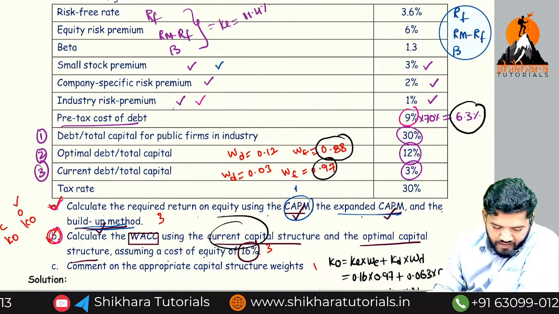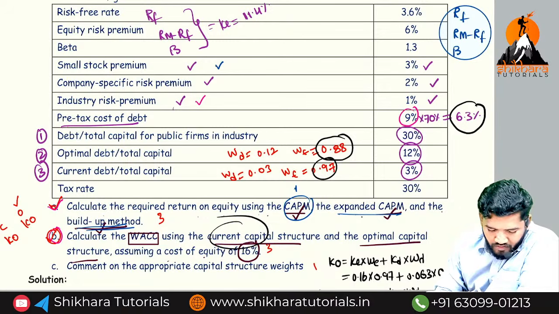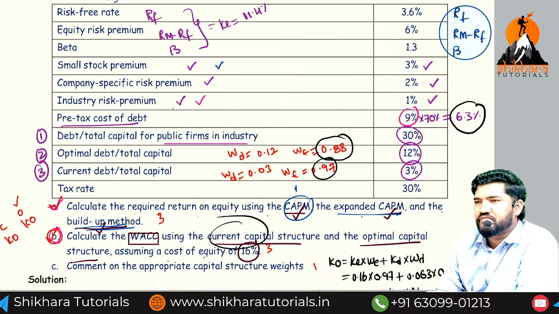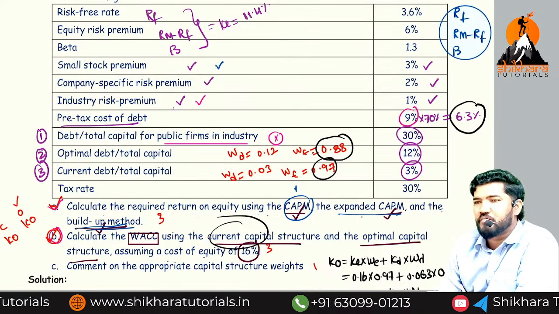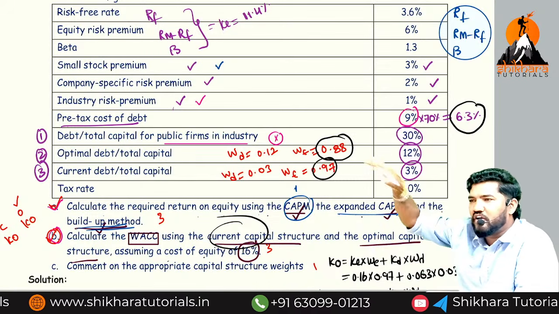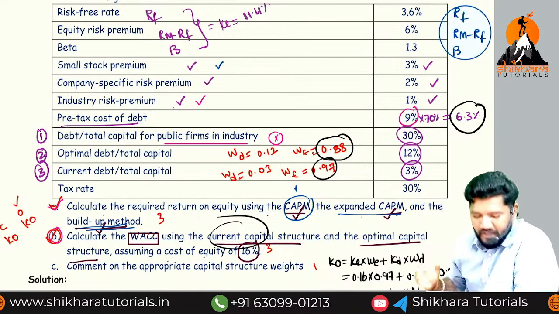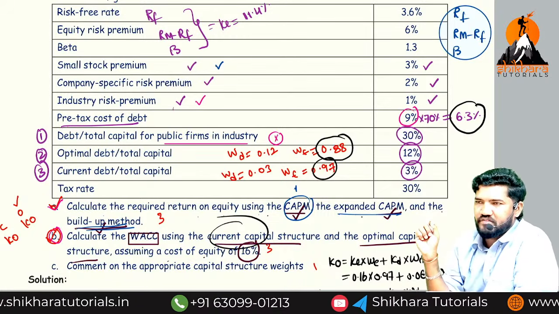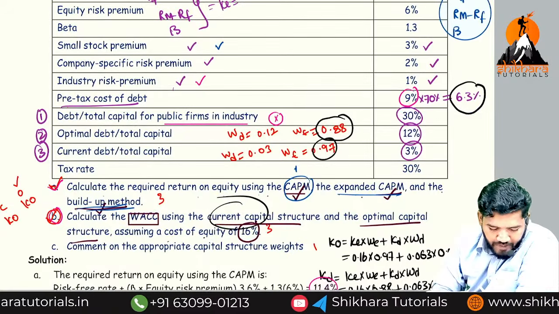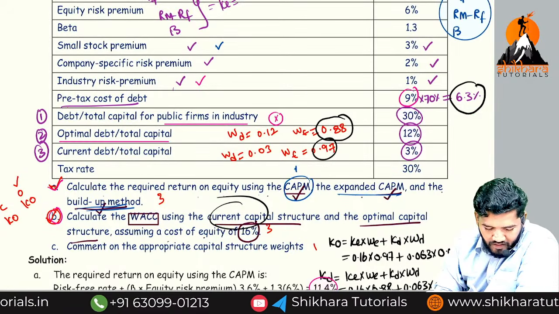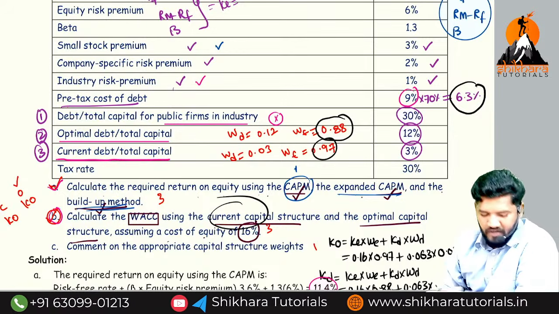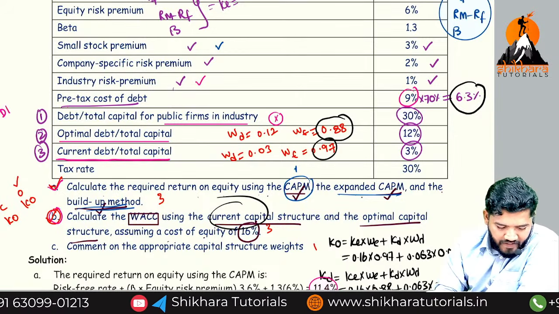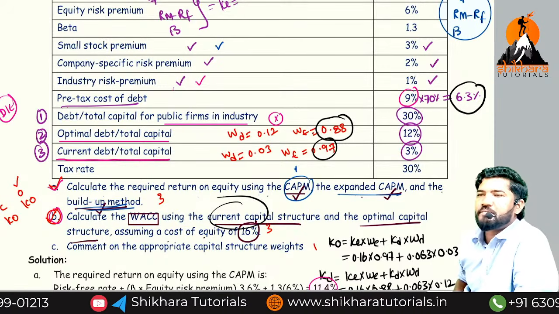Okay. Debt and total capital for public firms in the industry. Here is not a discussion about public companies. It is a discussion about what, Nana? Private company. At the top of the question also they said. But they provided it for the purpose of industry. Okay, then fine. Optimal debt to total capital, another point they said. Current debt to total capital, another point they said. These are the points for debt equity mix percent, Nana. Weights purpose.